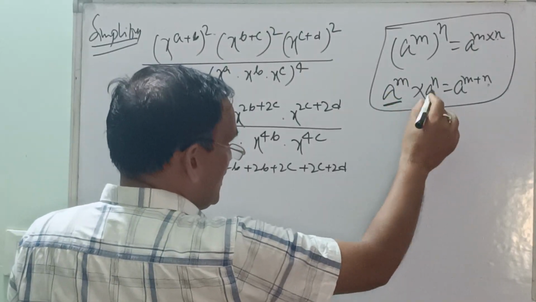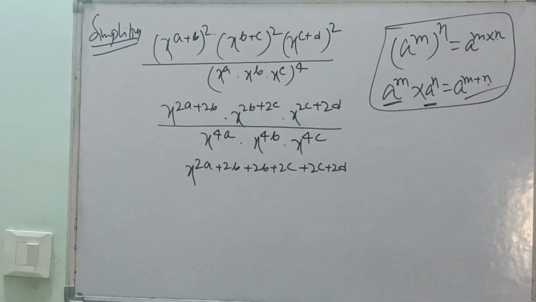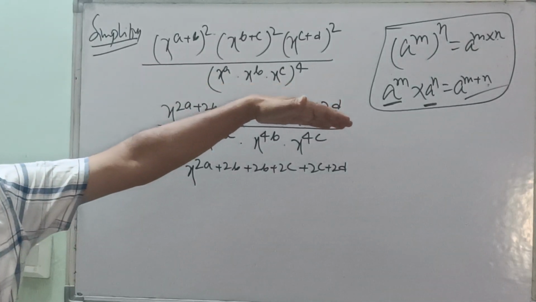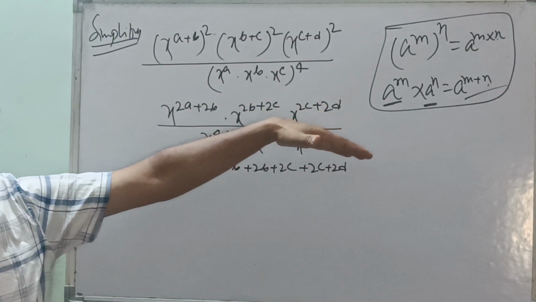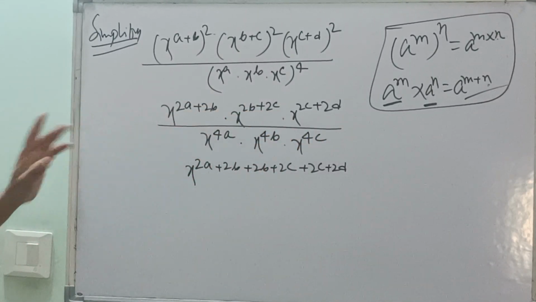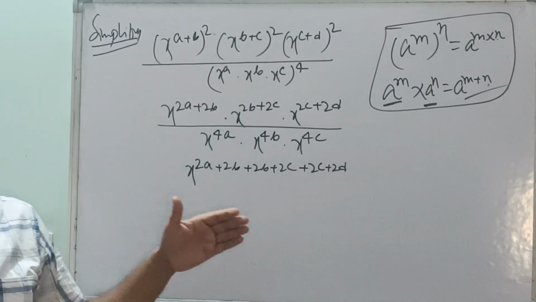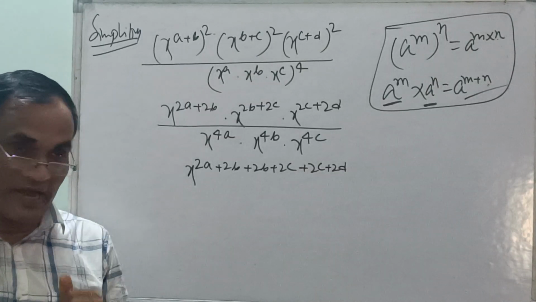Do you remember this? If a to the power m into a to the power n, it is a to the power m plus n. So all the powers will be added, right? Because their base is the same, it is x. So the whole power will be added. Getting my point? Okay, done.